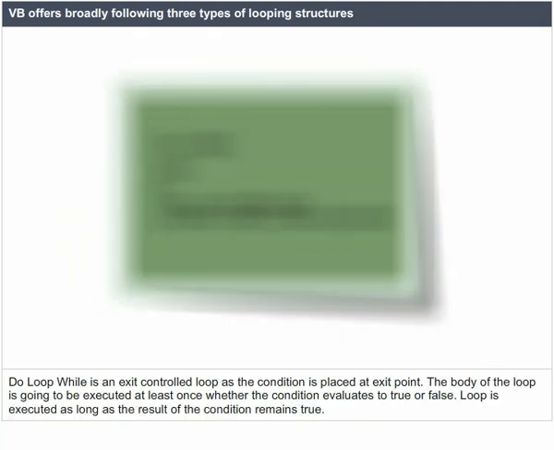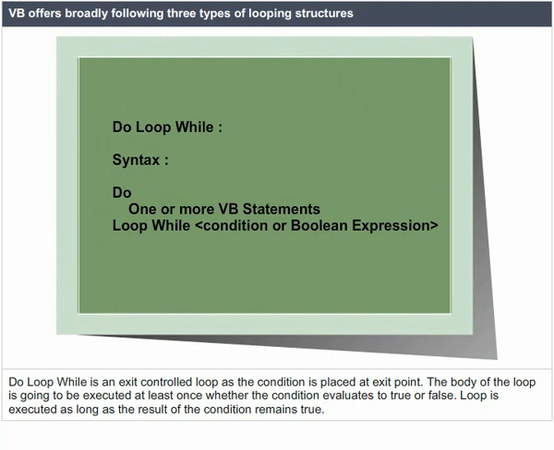Do loop while. Syntax: do loop while is an exit control loop as the condition is placed at the exit point. The body of the loop is going to be executed at least once, whether the condition evaluates to true or false. Loop is executed as long as the result of the condition remains true.